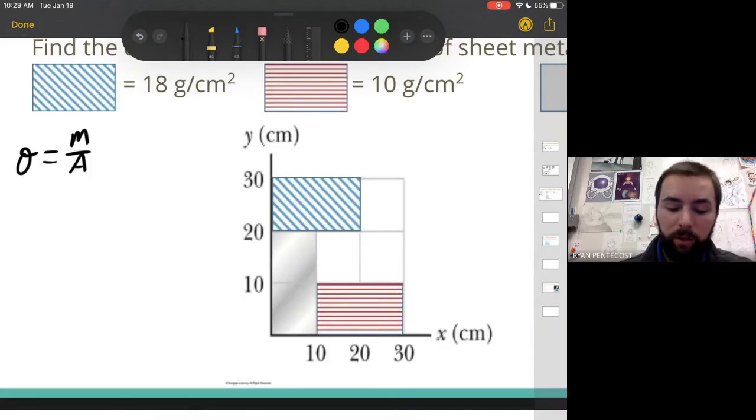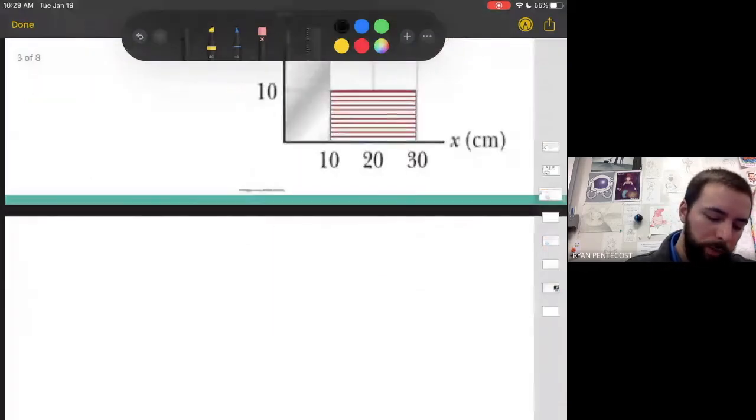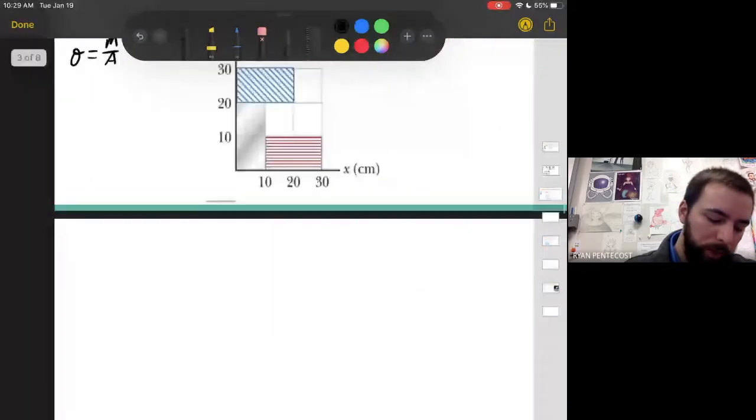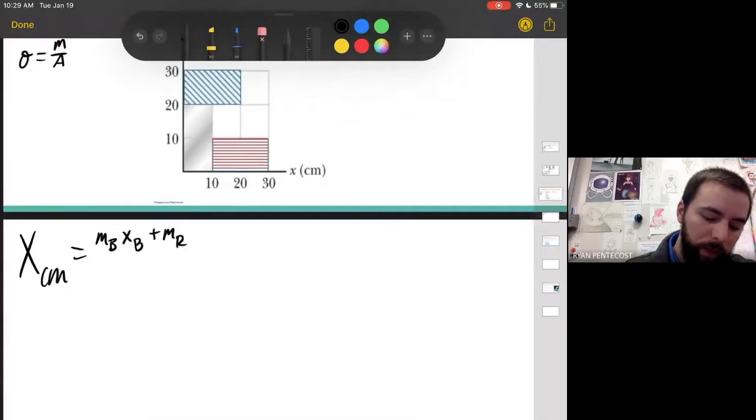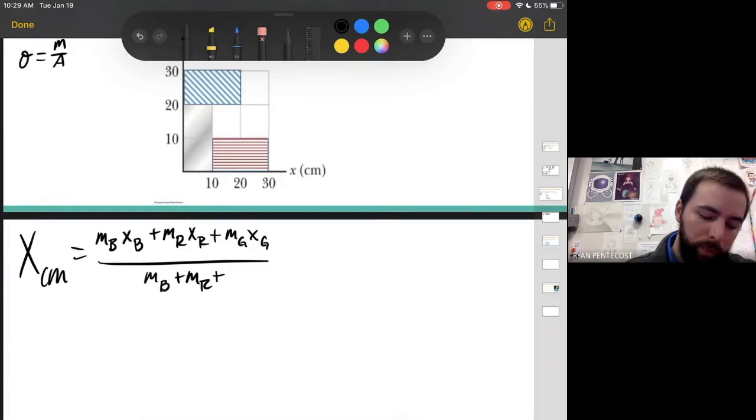We can actually look at this graph and find the areas, right? So what we're going to do is find the center of mass for this. Our center of mass is going to be the same as it has been before. You've got x center of mass. We'll take the mass of the blue times the x center of mass of the blue, plus the mass of the red times the x center of mass of the red, plus the mass of the gray times the x center of mass of the gray, divided by all of the masses summed up.